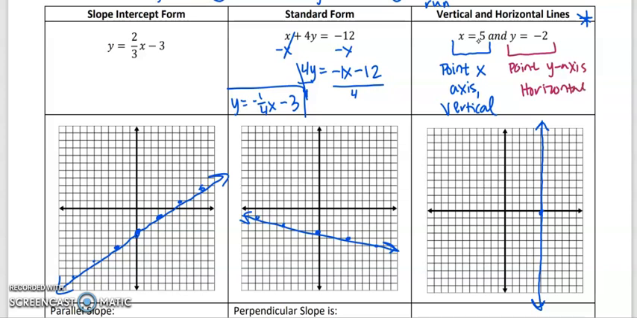So y equals -2 means I go to the y-axis, -2, and then I draw a horizontal line, like so. Okay? So if you see an x equals or a y equals equation where there's no other variables there, that's how we do that.